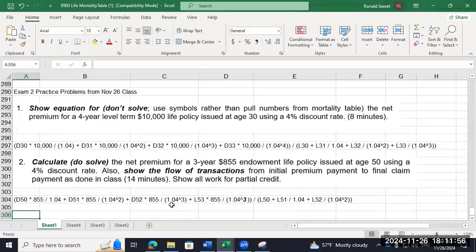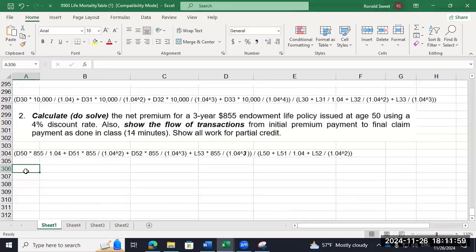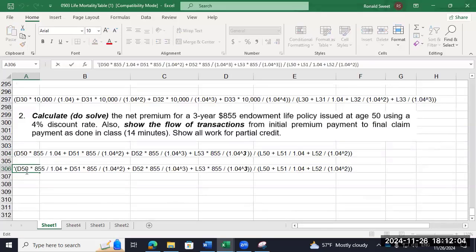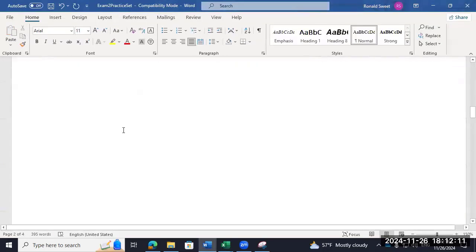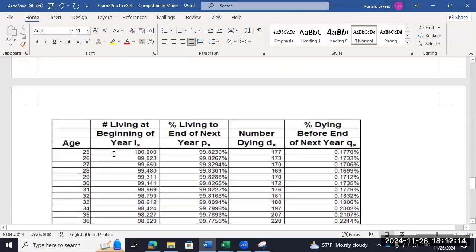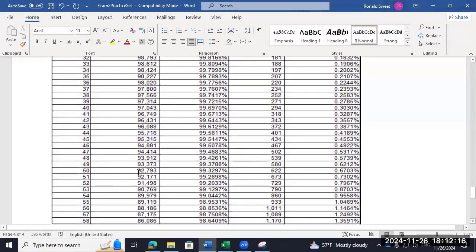Any questions on that? So now it's just a matter of getting the numbers in. I'm going to go get them out of the table, but you will have to do that yourself. You do have the table at the bottom of the Word document. So we need D50, 51, 52. You need L50, 51, 52, and 53. So you need 4 L's and you need 3 D's. So you just have to get those off the table.